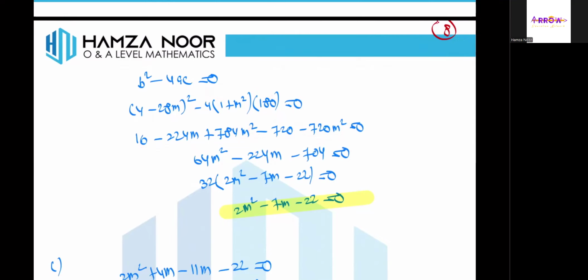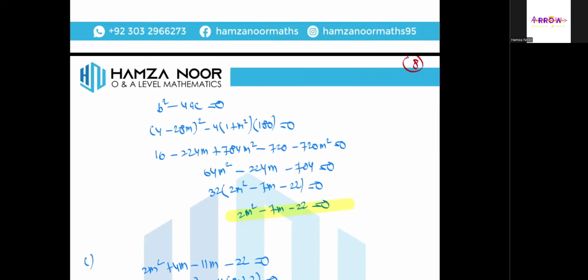And this whole thing is equal to 0, and therefore 64m square minus 224m minus 704 is equal to 0, in which we can take 32 as common. So inside you are left with the required expression. So therefore 2m square minus 7m minus 22 is equal to 0. In this way we have shown part B.